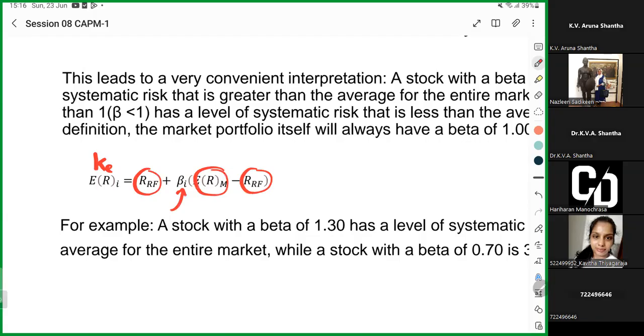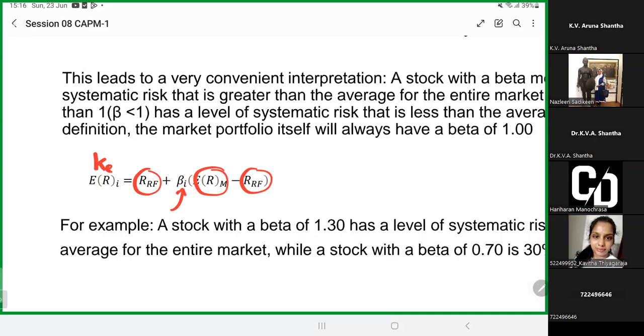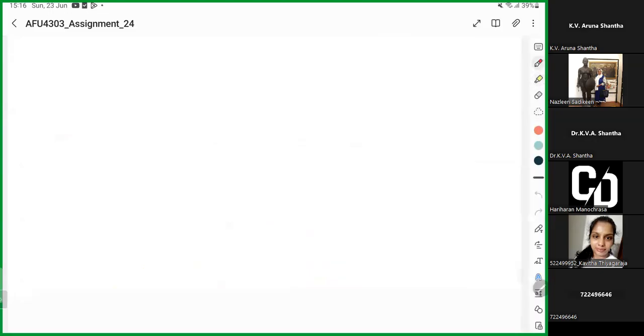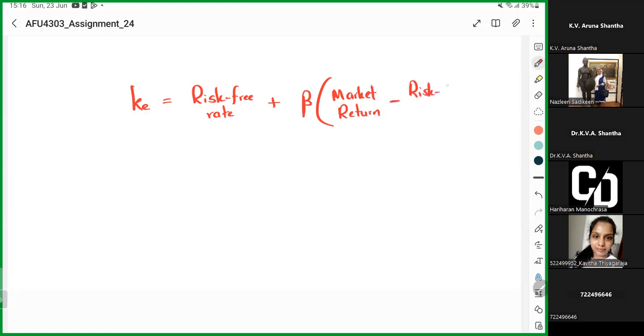Right. So I'll simplify this. Right. So the investors' required rate of return, K, is equal to the risk-free rate plus beta times. I'm going to explain each of these. Market rate, market return, minus the risk-free rate.